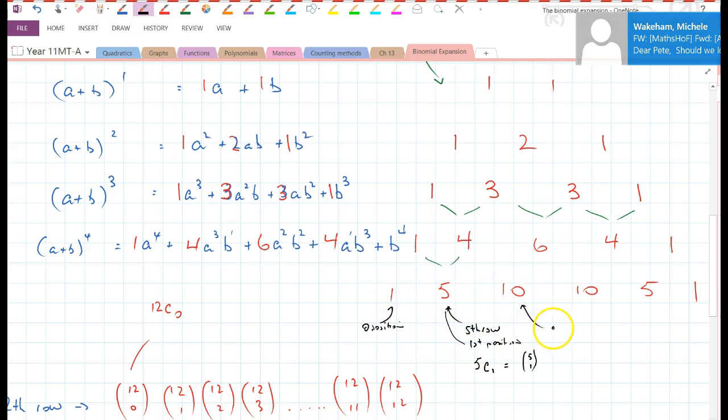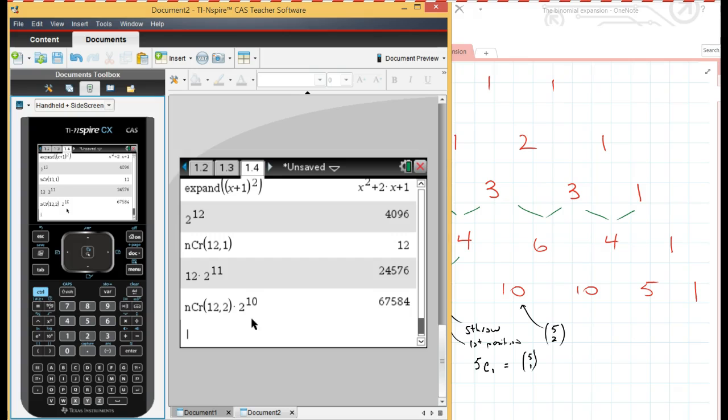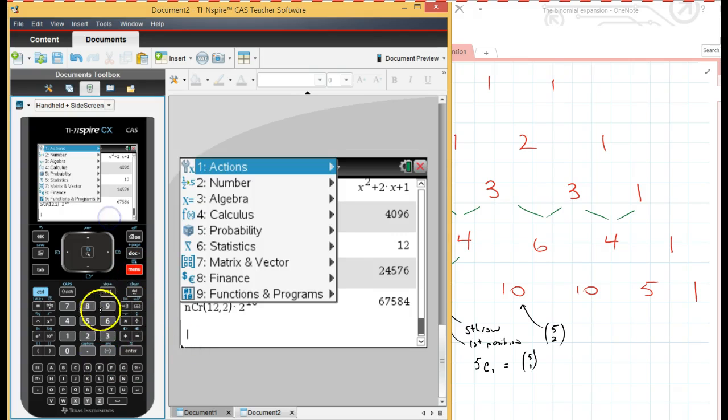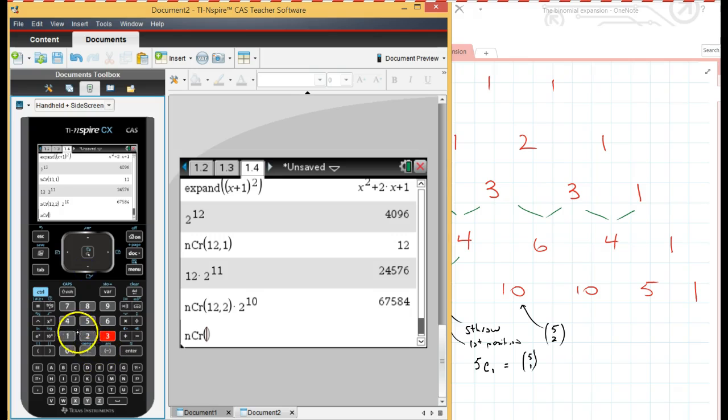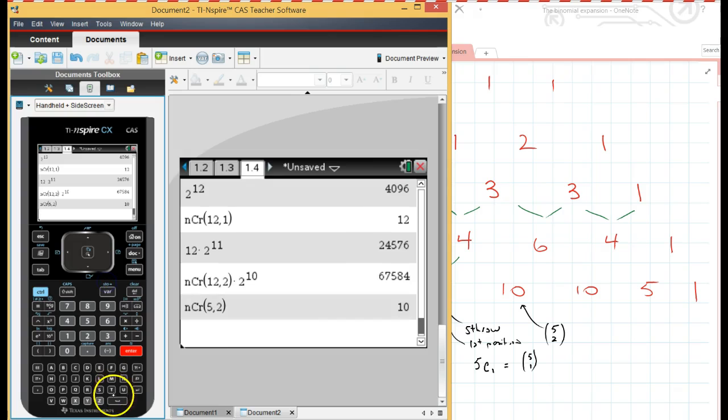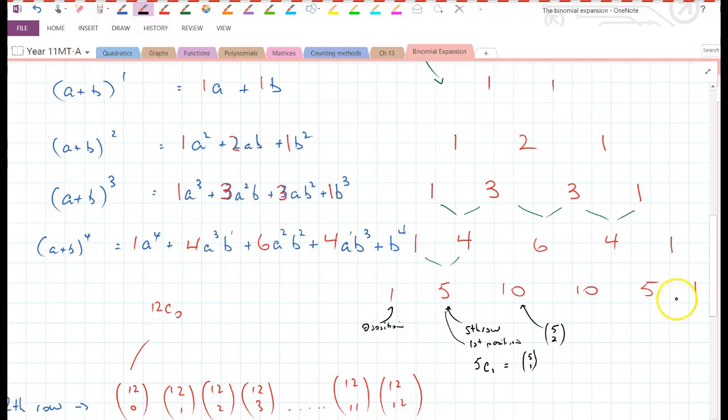5C0, 5C1, 5C2. Let's just check if that's the case. Go into your calculator and bring up menu 5, 3, 5, 2. That's the fifth row, and the second position, which is actually the third number along, and hit enter. That's a 10. Perfect. 5C2 is a 10. 5C3 is also a 10. And away we go there, finishing with 5C5.